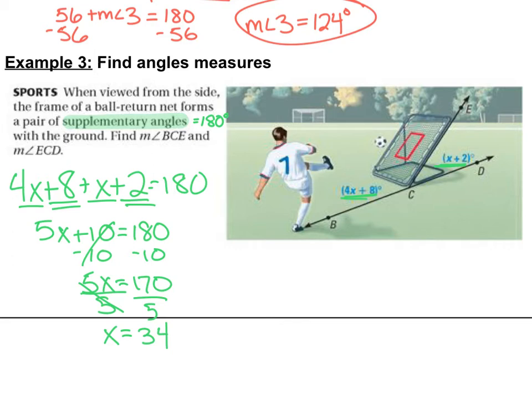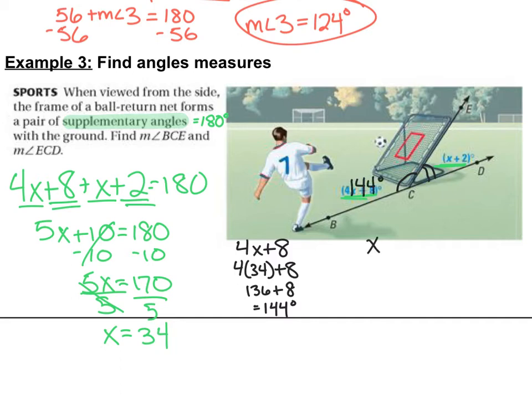We want the measure of this angle and the measure of this angle. So all we do is take each of those and put 34 in where x is. So in this case, 4 times 34 is 120 plus another 16, 136 plus 8. So that's going to equal 144 degrees. So this one is 144 degrees.